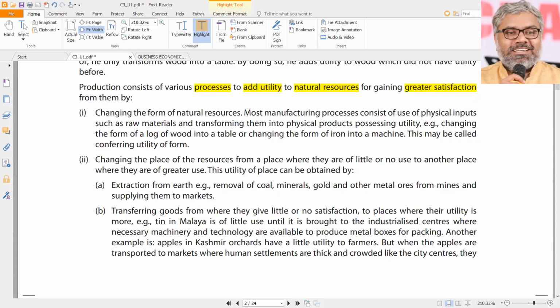So let us understand different types of utility here. Once again, there is no descriptive question, but just for understanding different types of utility, how the production process generates them. First kind of utility is called as form utility. That's called as form utility. Form means the way it looks. A simple example can be easily taken. Say for example, sugarcane only. Sugarcane, how it looks, and sugar, how it looks.